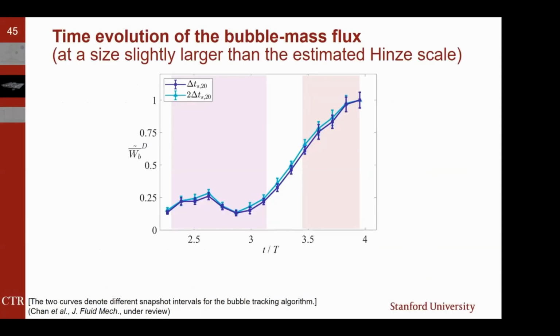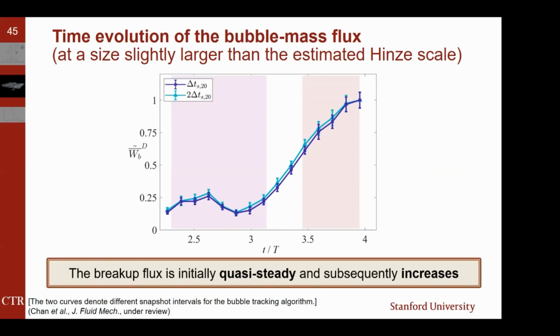Let me first show you a macroscopic statistic, the bubble mass flux, WB. What I'm showing here is the evolution over time. And you can see that the flux is initially quasi-steady. It oscillates a little, but more or less it hovers around a mean value. And it eventually increases with time.